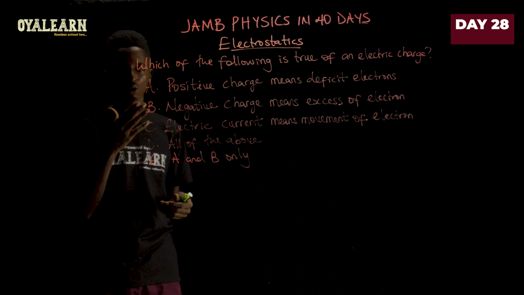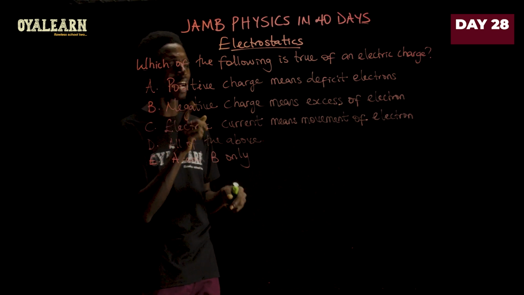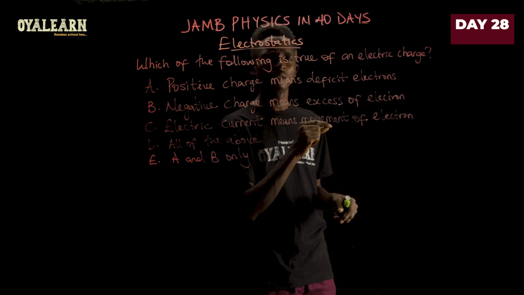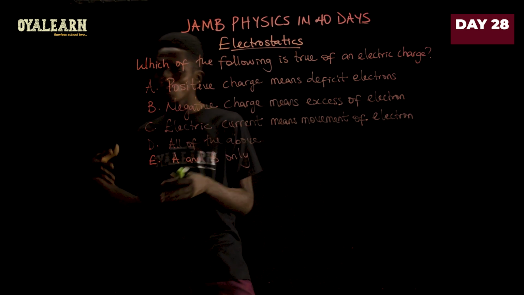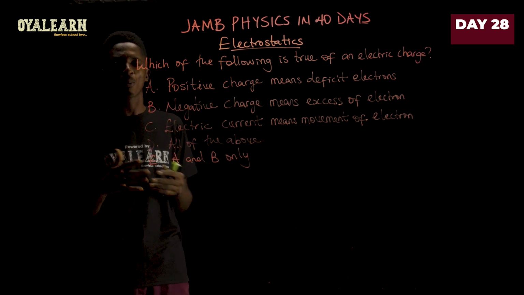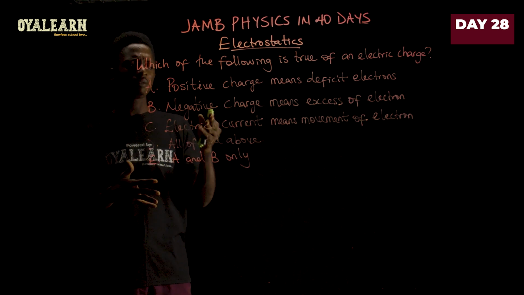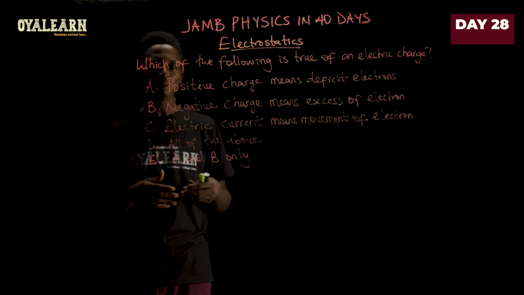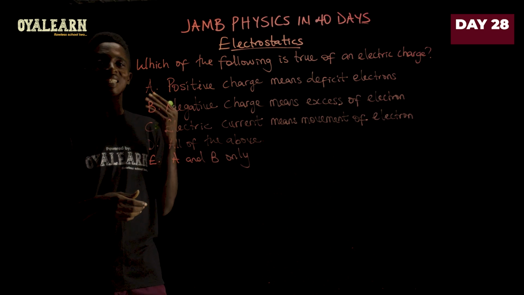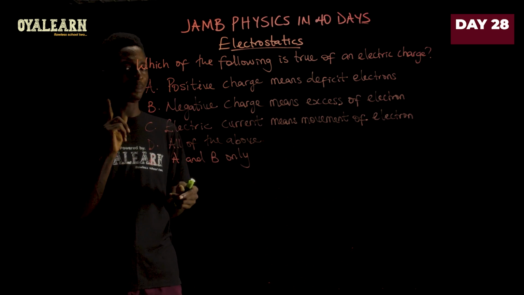But let's not stop there. Let's look at option B as well. B says negative charge means excess of electron. That is also true. Based on what I've just said, the higher number of electrons or protons is what actually determines the charge of a body. So if there's excess electron, it means that such an object is negatively charged. So that is also true. We see A and B are true.